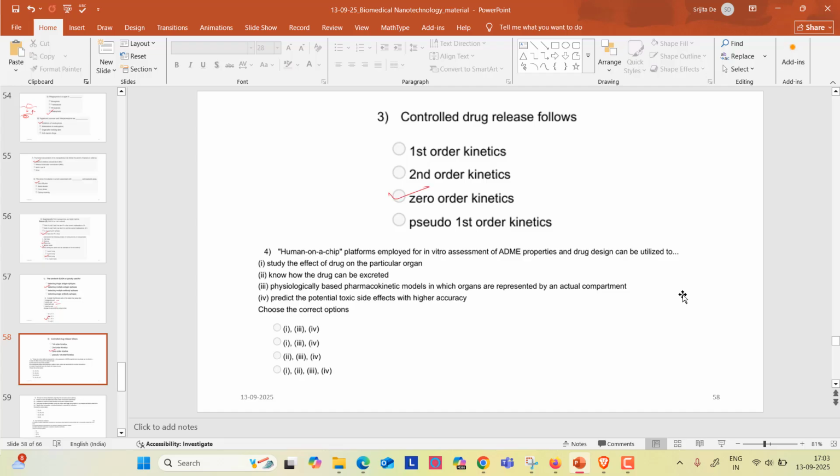Next question: human on a chip platforms employed for in vitro assessment of ADME properties and drug design can be utilized to study the effect of a drug on the particular organ, know how the drug can be excreted, build physiologically based pharmacokinetic models in which organs are represented by an actual compartment, and number 4, predict the potential toxic side effects with higher accuracy. Choose the correct option. Tell me.